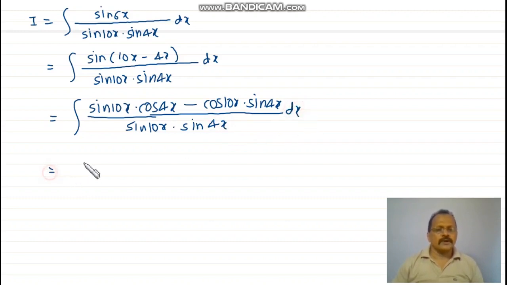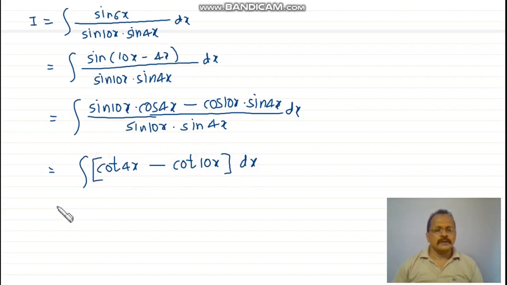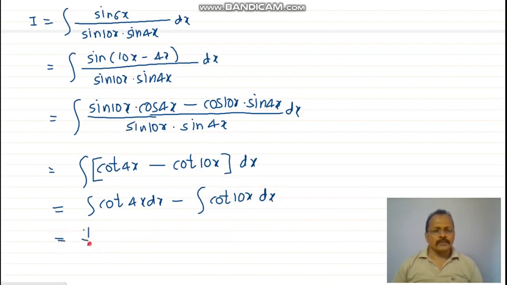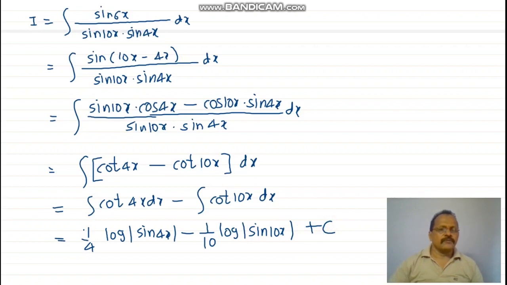dx equal to, I am directly writing sin 10x cancel, cos 4x upon sin 4x is cot 4x minus, sin 4x cancel, cos 10x upon sin 10x is cot 10x dx, equal to integration cot 4x dx minus integration cot 10x dx, equal to 1 by 4 log mod sin 4x minus 1 by 10 log mod sin 10x plus c. It is your final answer.